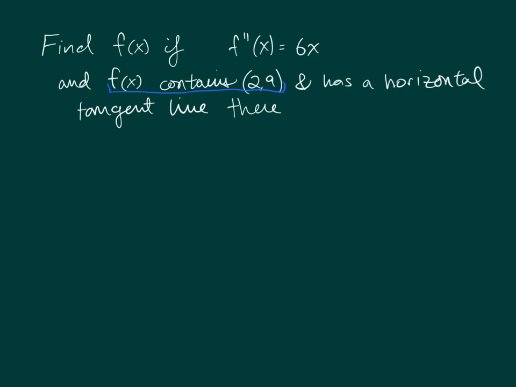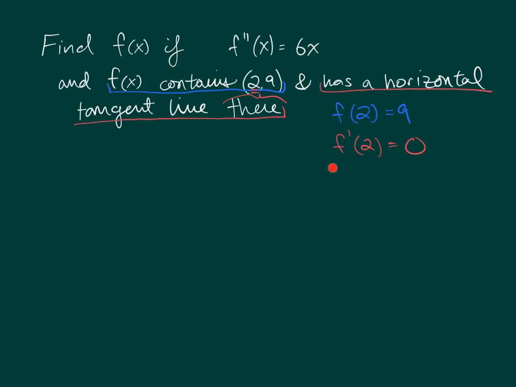So how we can write that out would be f of 2 equals 9. And then we have this second bit of information here, has a horizontal tangent line there. That's at this point right there. So when we're looking at the slopes of tangent lines, remember that's the derivative. And if the original function has a horizontal tangent line, that means we have a slope of 0 at that particular point, but the x value is still needed. So we have f prime of 2 equals 0.